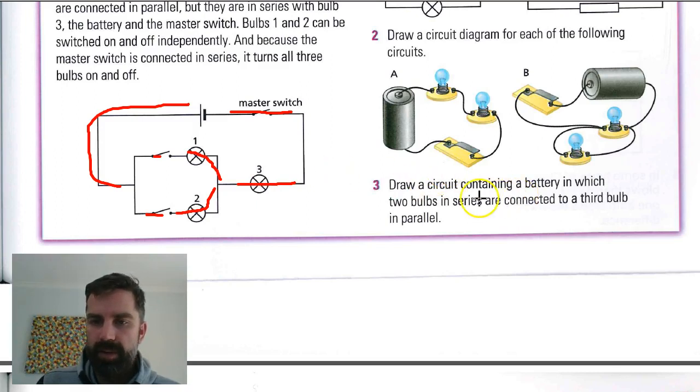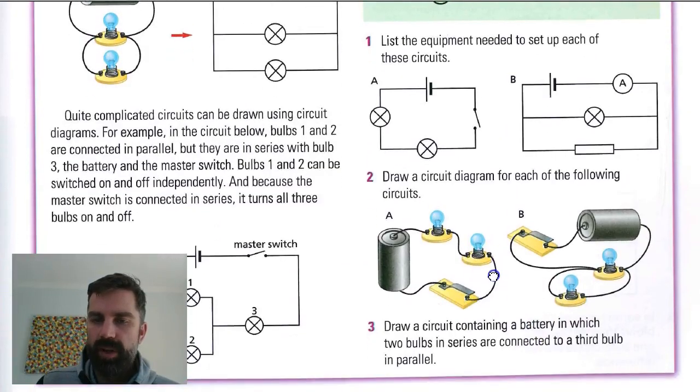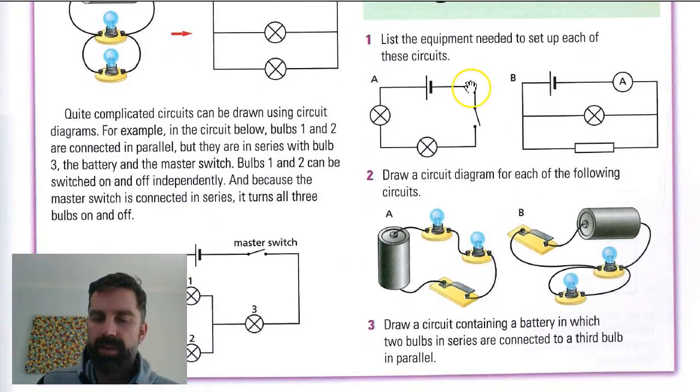So if you have a look, there's a few questions here. What I want you to do is complete these questions. First, list all of the equipment needed for each of these circuits. Then you're going to draw a circuit diagram for these circuits shown here. And then if you can work out question 3, that's a little bit of a trickier one as well.